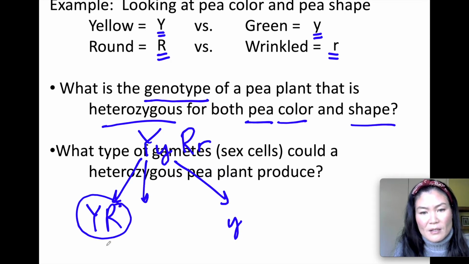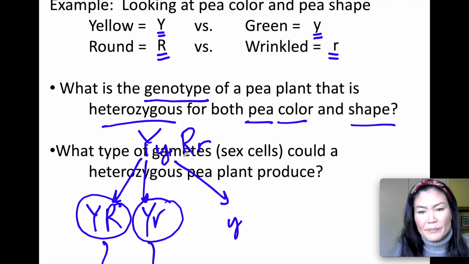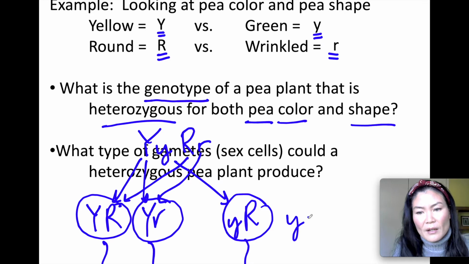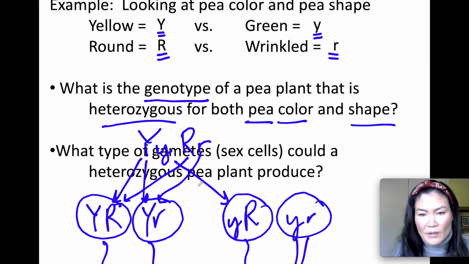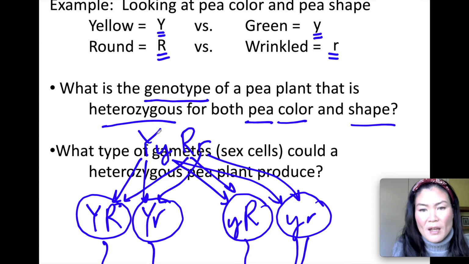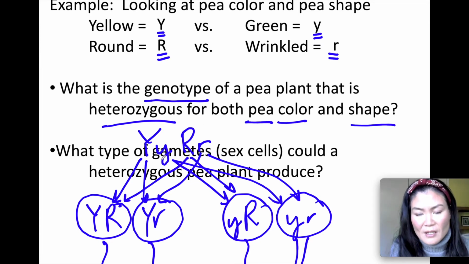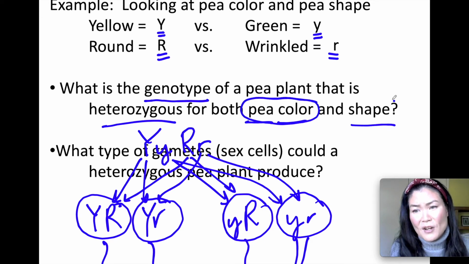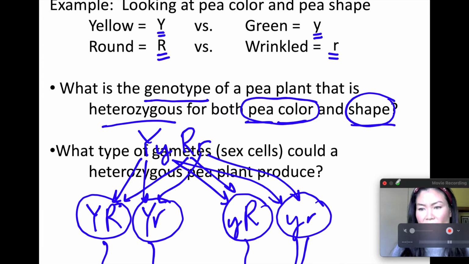So you know what? It's easy to draw them as sperm again. So big Y, little r, right? I forgot to do that. And then little y, big R. And then little y, little r. Okay? So those are the 4 different possibilities of the gametes that can be produced by an individual that's heterozygous in a dihybrid cross. Dihybrid cross because we're talking about 2 different traits, pea color and pea shape. Okay?